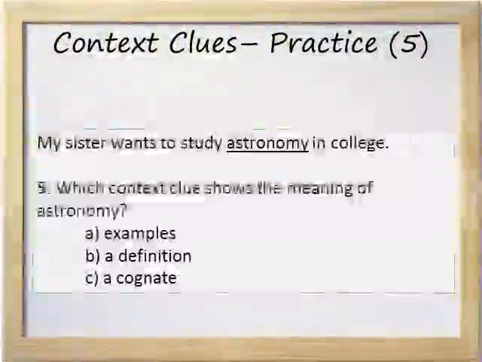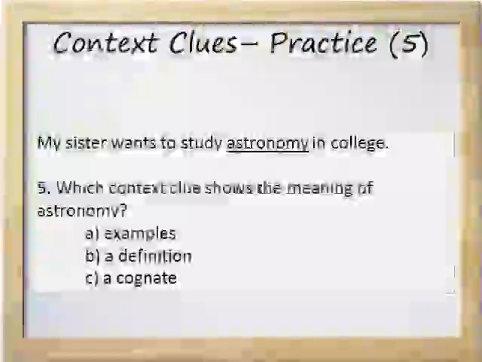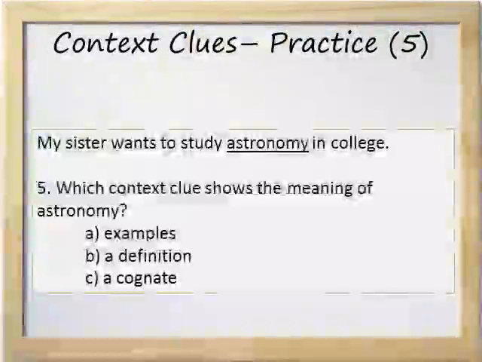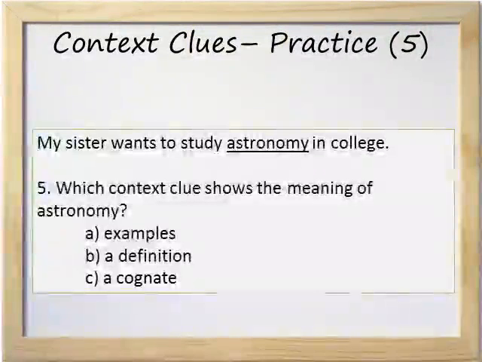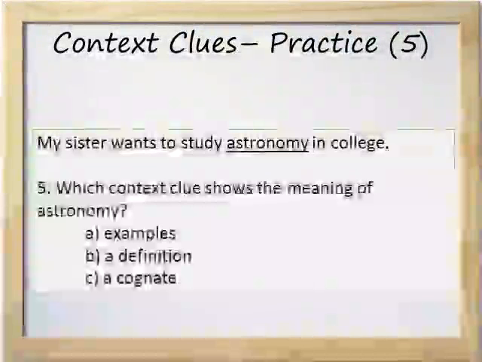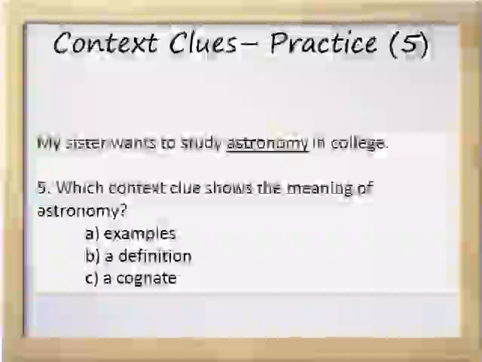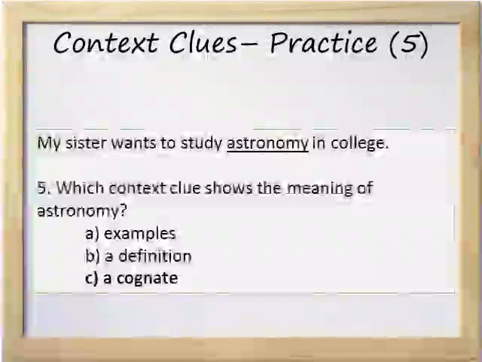5. My sister wants to study astronomy in college. Which context clue shows the meaning of astronomy? A, examples, B, a definition, or C, a cognate? To find the answer to this question, we can study the context. See if you can spot an example, a definition, or a cognate that helps you. The answer is C, a cognate.